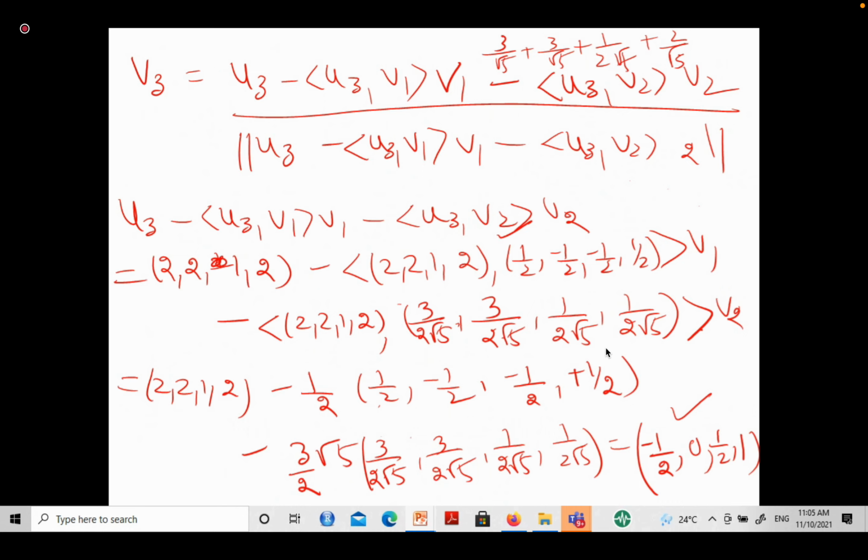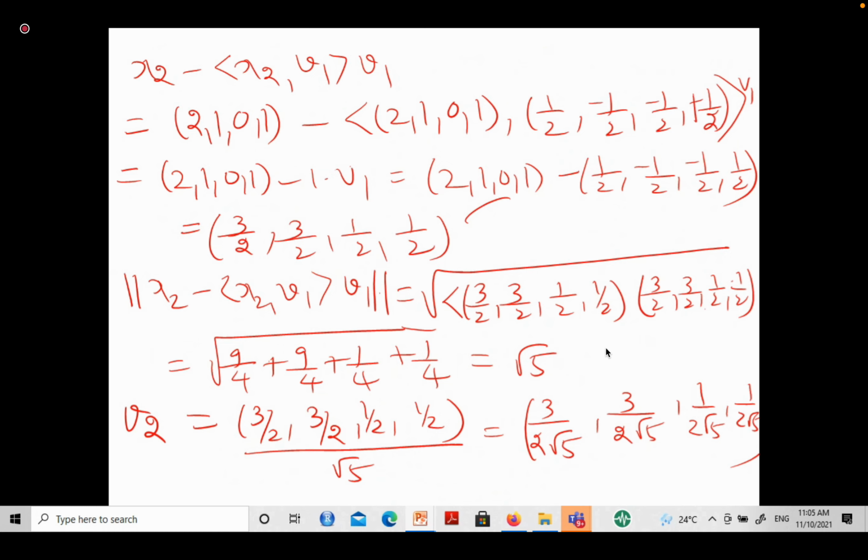But this is not orthonormal. We'll check. That should not be any mistake. What is the modulus of the second vector? Nine by 4 into 5, square, 9 by 4 into 5, 2 plus 1 by 4 into 5. So 2 into 4 into 5. So it is 20. 18 plus 2, 20. Correct. The modulus of this vector is 1.